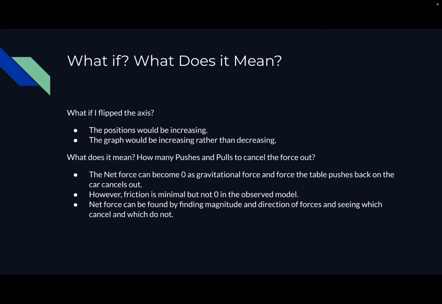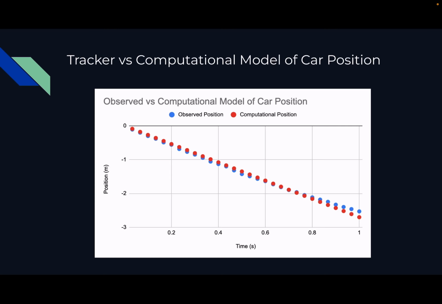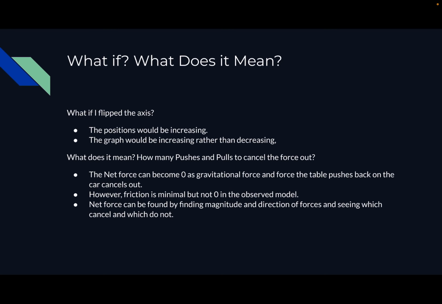And then lastly, what if and what does it mean? What if I flip the axis? Right now our graph is decreasing. If I flip the axis, the physics would be the same, except the graph would be increasing, right? Next, what does it mean? How many pushes and pulls are needed to cancel the force out? The net force can be found by finding the magnitudes and directions of all the forces, and then canceling out the ones that cancel, right?